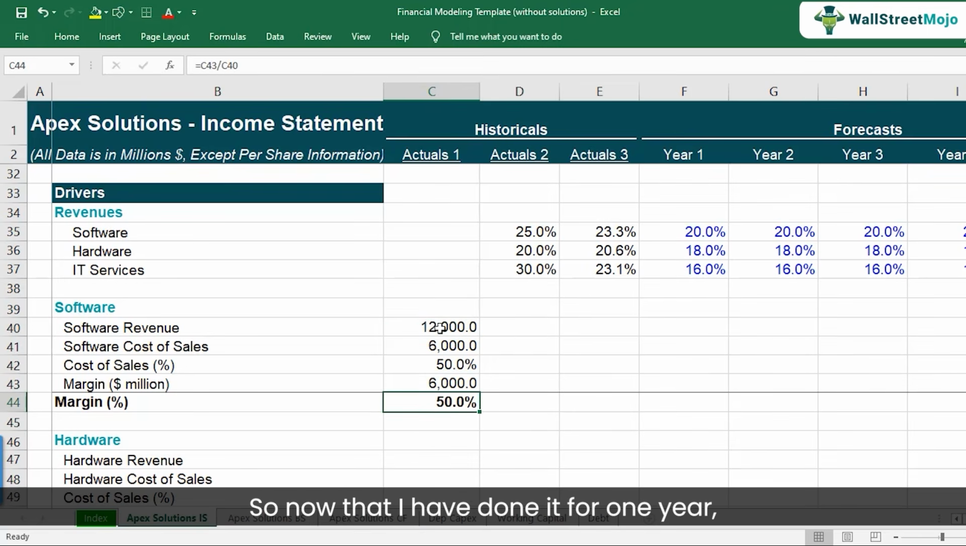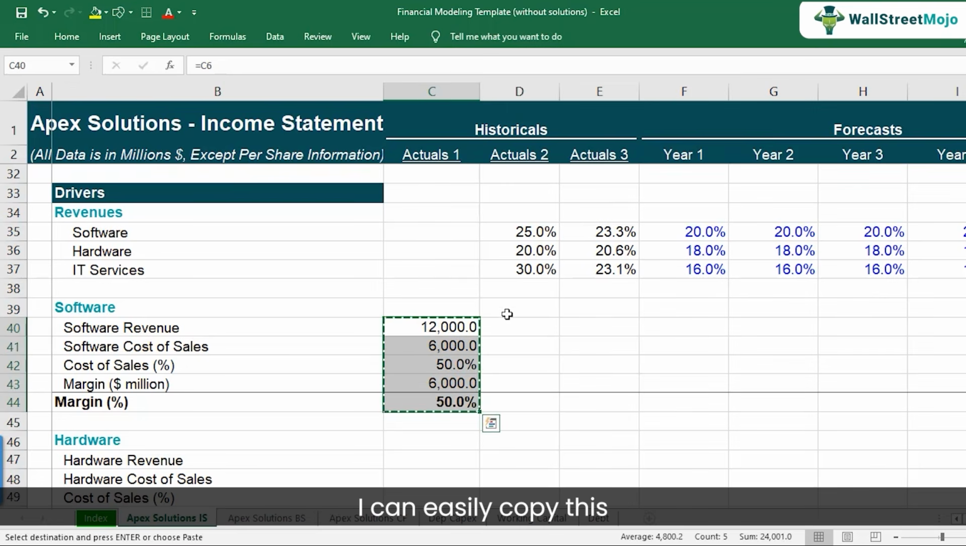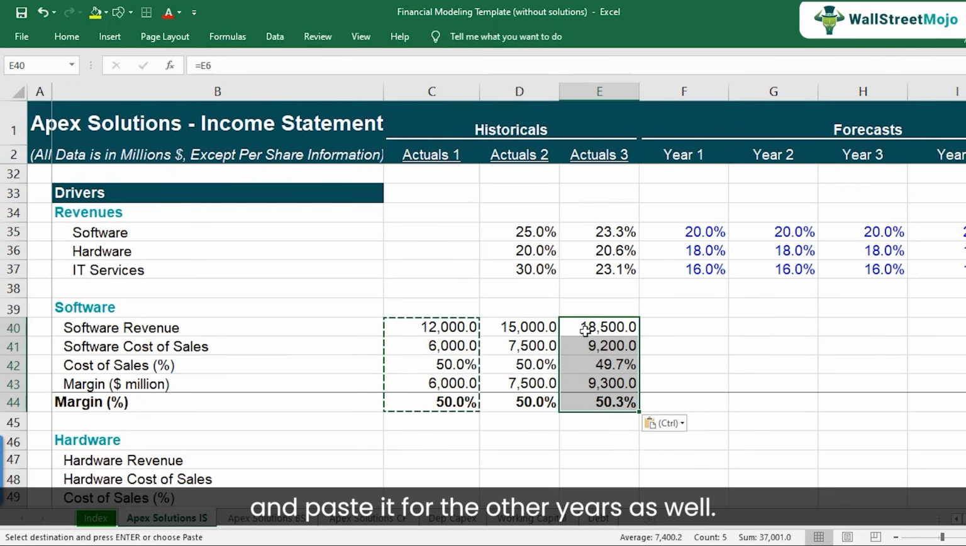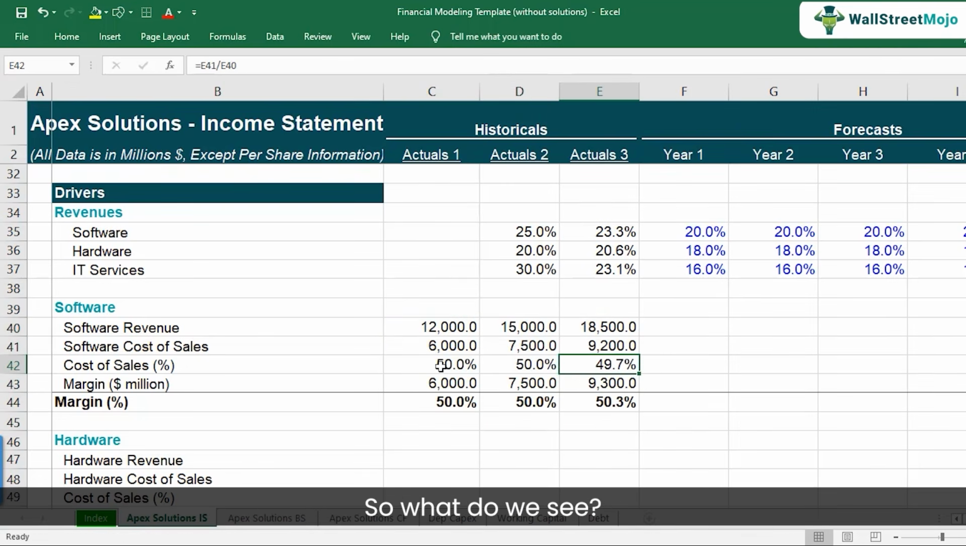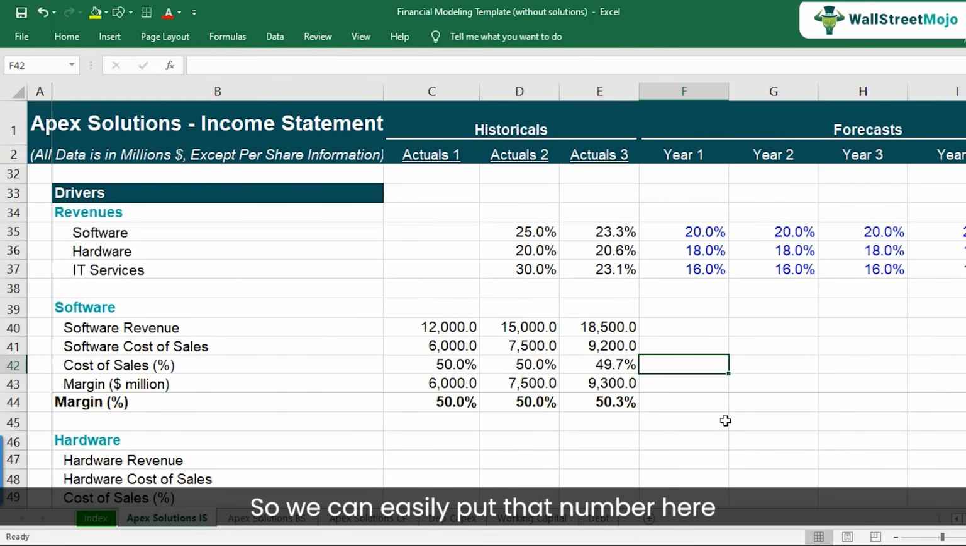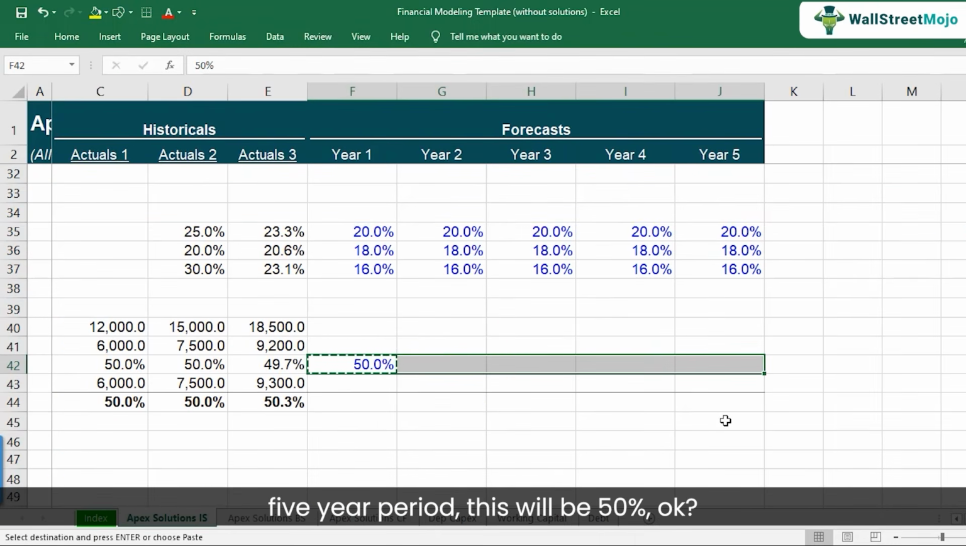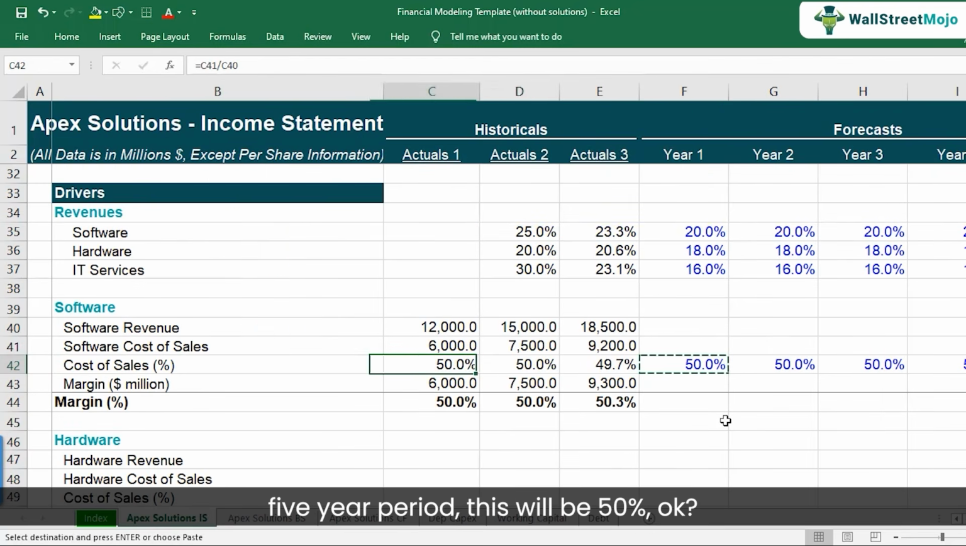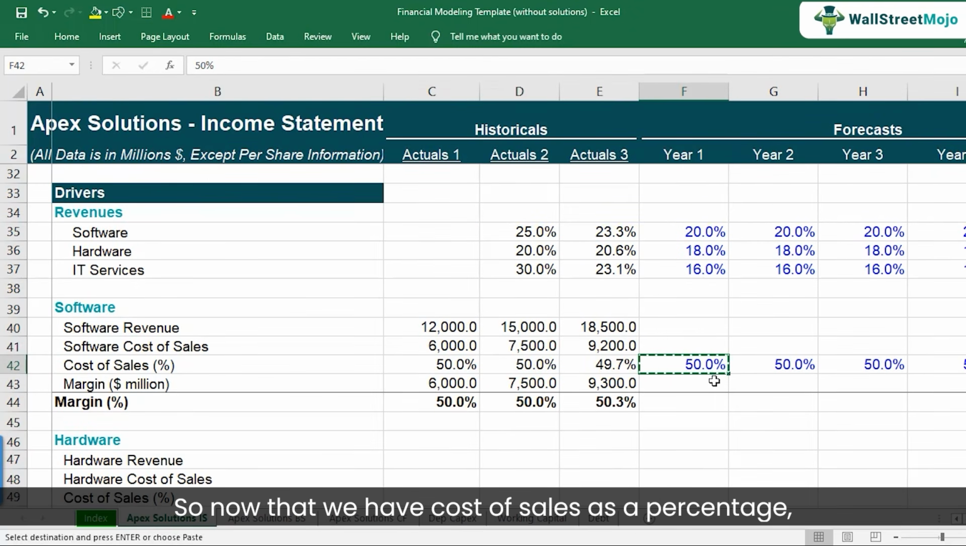Okay. So now that I've done it for 1 year, I can easily copy this and paste it for the other years as well. So what do we see? Cost of sales has been 50%, 50%, and 49.7%. Okay. And we have been provided this same number, 50%, by the management as well. So we can easily put that number here, that going forward as well in the next 5-year period, this will be 50%.